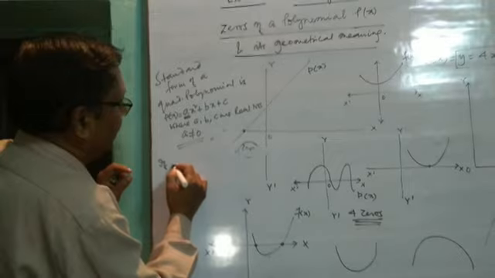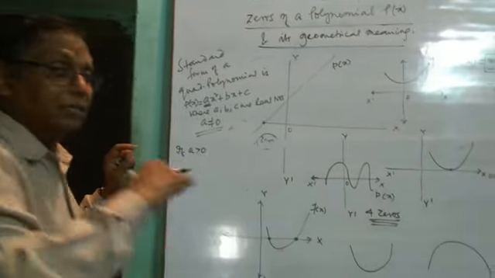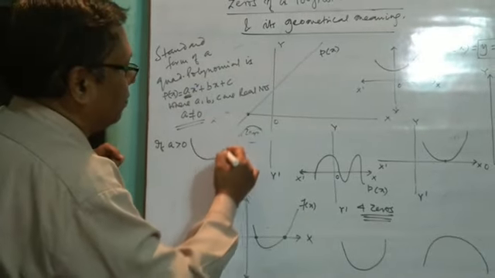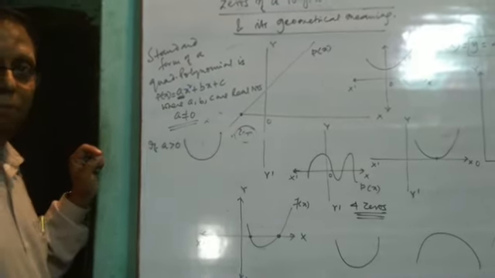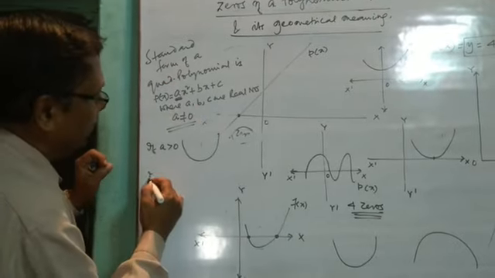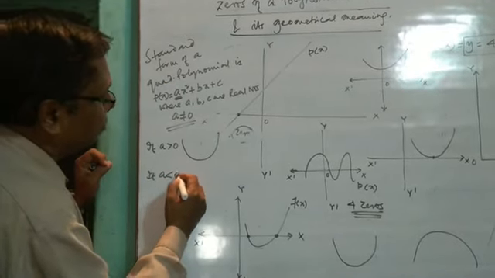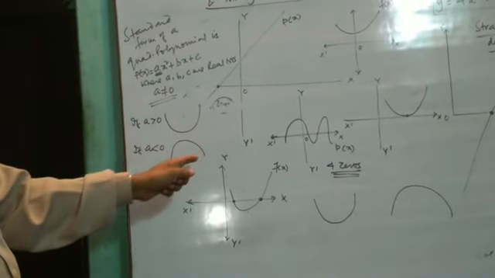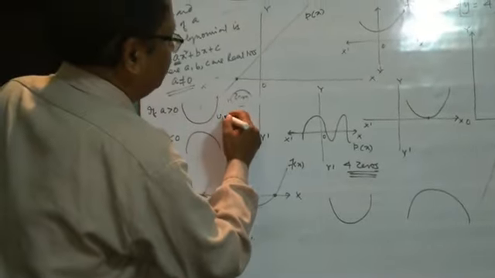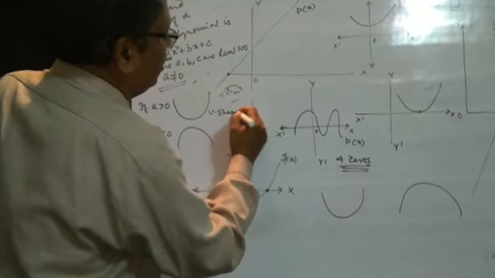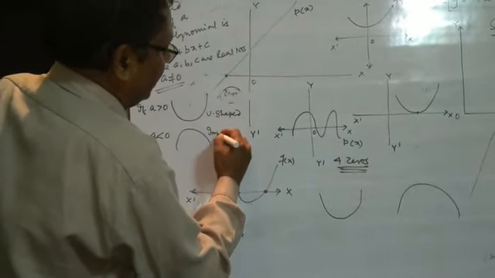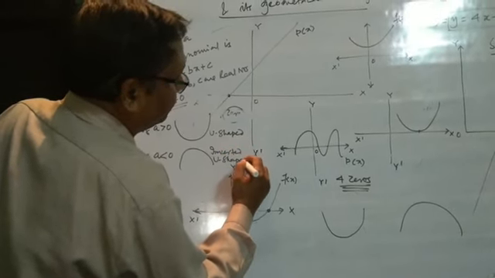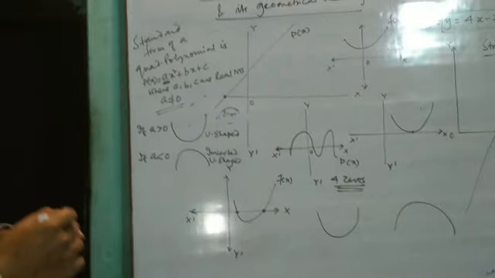Now a very interesting thing here: the value of a is not 0. If a is positive, a greater than 0, the quadratic polynomial will be U-shaped, parabolic and U-shaped. And if a is negative, smaller than 0, then the polynomial will have an inverted U-shape. Both are parabolic. Hope you have understood, dear students.